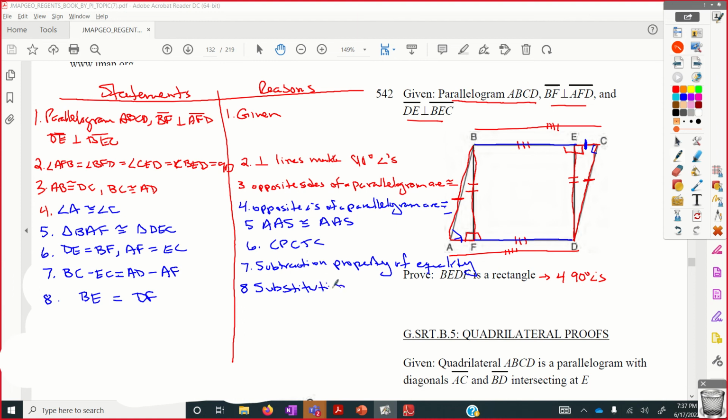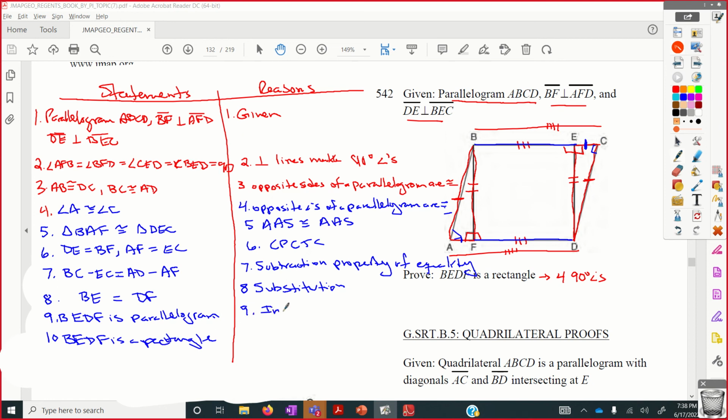And we now have a parallelogram. We have these two sides equal. We just got those two sides equal. So BE and DF. Actually, we kind of have enough to just say it's a rectangle right now, okay? But we'll do it in two steps. We'll say it's a parallelogram first, and then we'll say it's a rectangle. You can do this in one step by combining these together. Sorry about the jumbled mess there.